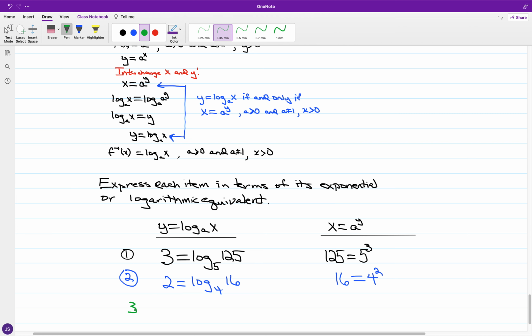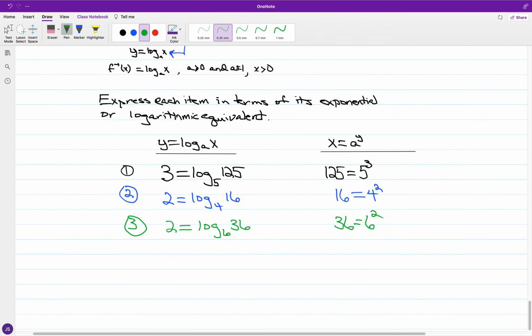And let's say that we have 2 is equal to the base 6 logarithm of 36. So I have x, which is 36, is equal to a, which I have at 6, to the y, which I have at 2. So I have 36 is equal to 6 to the second.